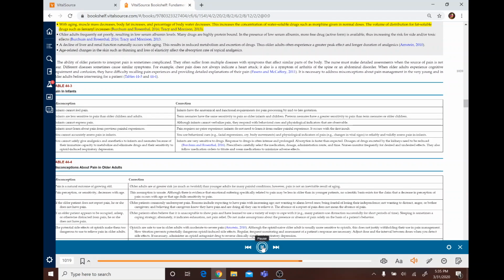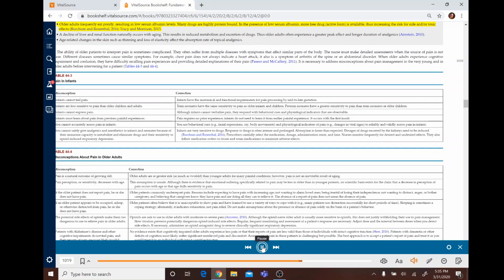With aging, muscle mass decreases, body fat increases, and percentage of body water decreases. This increases the concentration of water-soluble drugs such as morphine given in normal doses. The volume of distribution for fat-soluble drugs such as fentanyl increases. Burcham and Rosenthal, 2016, Tracy and Morrison, 2013. Older adults frequently eat poorly, resulting in low serum albumin levels. Many drugs are highly protein-bound. In the presence of low serum albumin, more free drug, the active form, is available, thus increasing the risk for side and/or toxic effects. Burcham and Rosenthal, 2016, Tracy and Morrison, 2013.